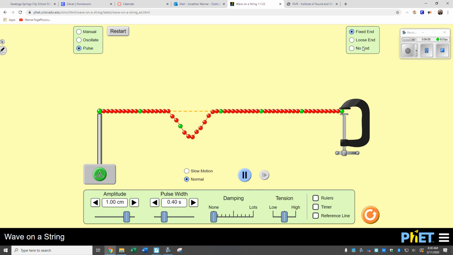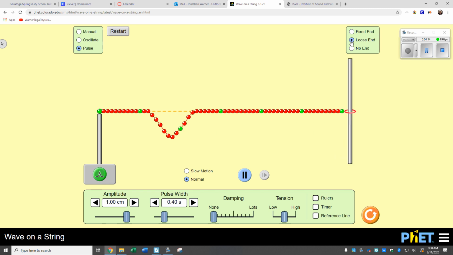Now the other thing we can have is a loose end instead of a fixed end. Watch what happens here. The green one at the end is pulled up by the red one, but the green one is allowed to oscillate. So the upward pull from the red one pulls the green one up, and the green one accelerates up. That thing yanks up there, then everything gets pulled back down, and that crest stays a crest. Here's a fixed end, so that crest turns into a trough.